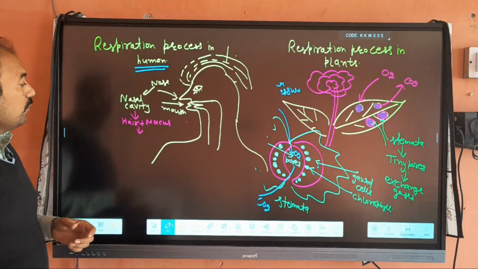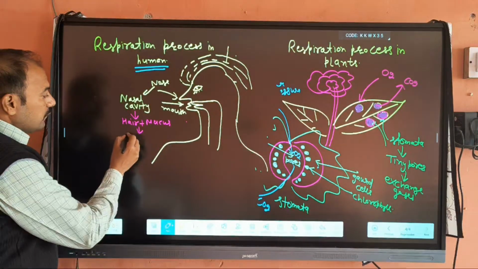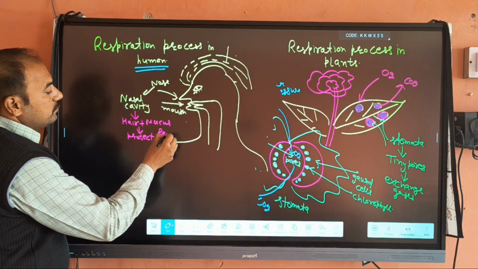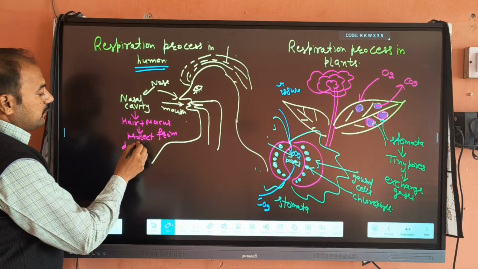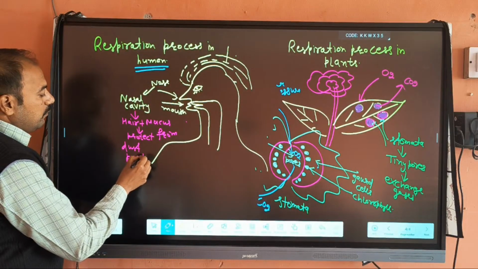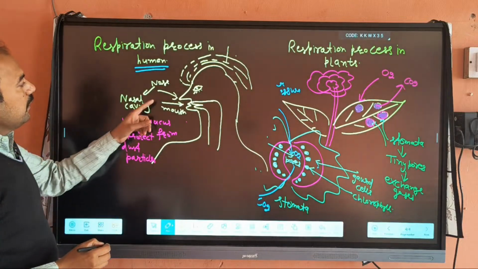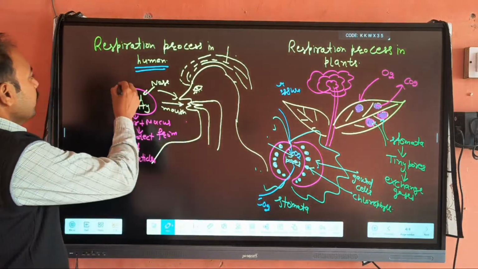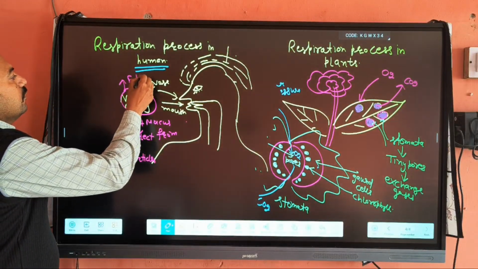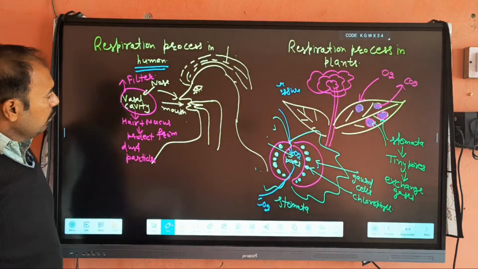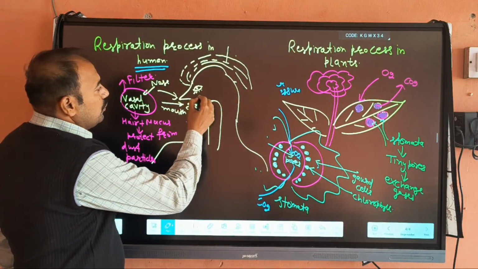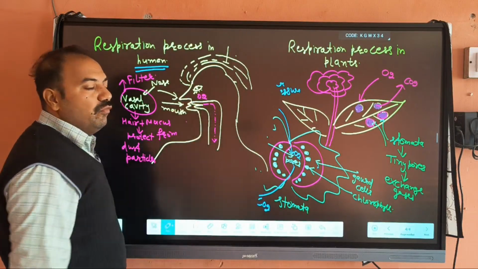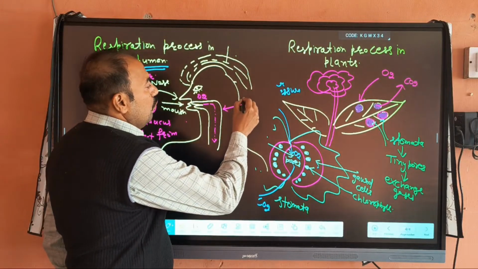So what is the function of that? They protect from dust particles. What are dust particles? So initially, this system, the nasal cavity, acts as a filter. Okay, so after that, this oxygen, O2, moves into the windpipe. So this is known as the windpipe.